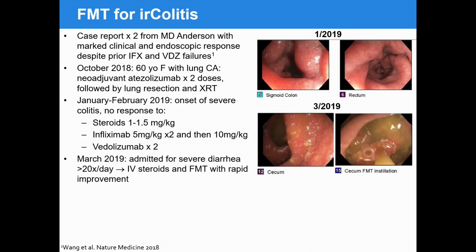We admitted her in March, put her back on IV steroids because she was so debilitated. If you see her colon here in March, does this pointer here work? These are all ulcerations, so despite all these treatments, her disease progressed endoscopically. We biopsied, it was negative for CMV, other infectious etiologies. But you see here we're doing a fecal microbiota transplant, basically squirting somebody else's poop into her colon.